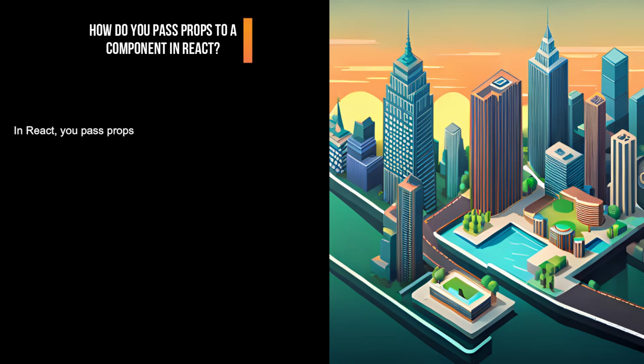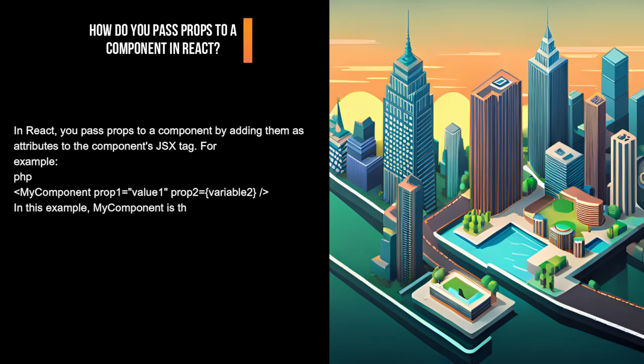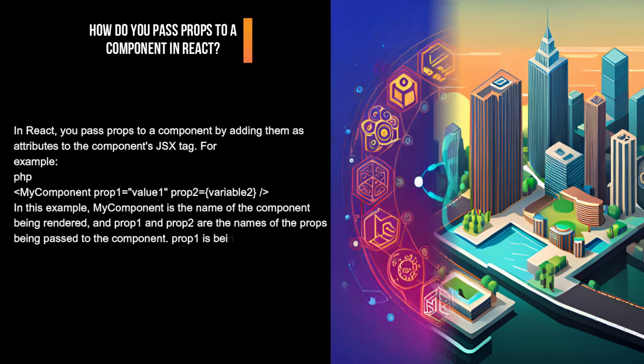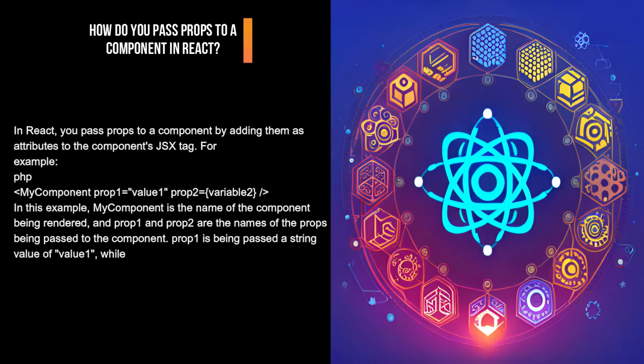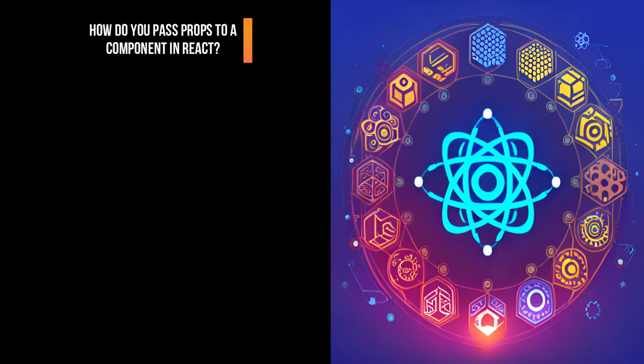How do you pass props to a component in React? In React, you pass props to a component by adding them as attributes to the component's JSX tag. For example, <MyComponent prop1="value1" prop2={variable2} />. In this example, myComponent is the name of the component being rendered, and prop1 and prop2 are the names of the props being passed to the component. Prop1 is being passed a string value of "value1", while prop2 is being passed a variable named variable2.